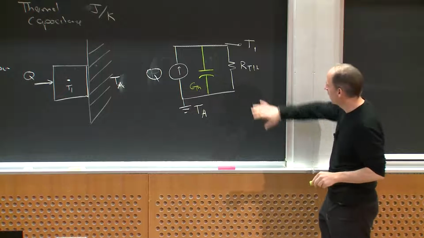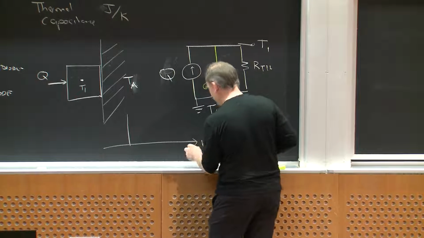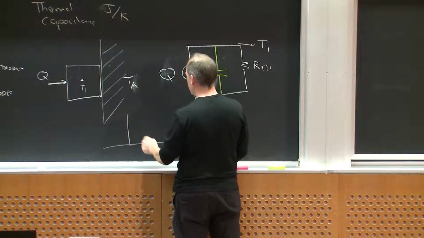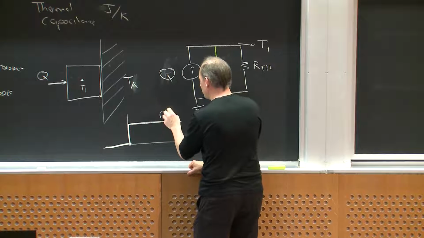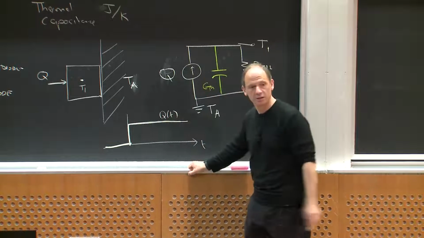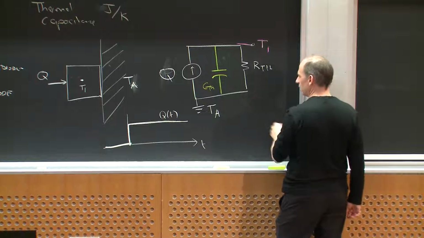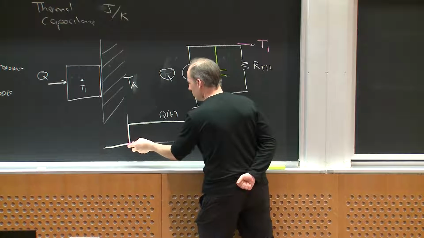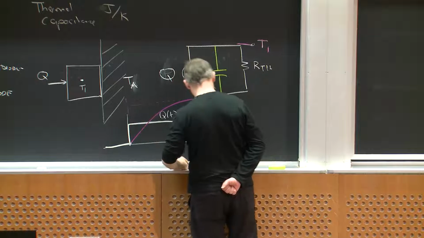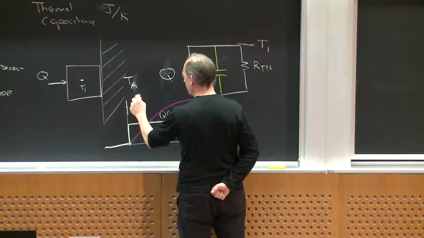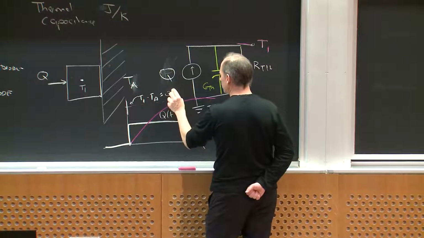Okay? And now this gives me a model so that if at some time, suppose here's T, I come in here and say here is Q of T, it steps. This is Q of T, and at T equals 0, it turns on. What I'm going to get is a T1 with respect to ambient that's going to do this. Eventually, the final value of T1 minus T ambient is going to be equal to Q times RTH.